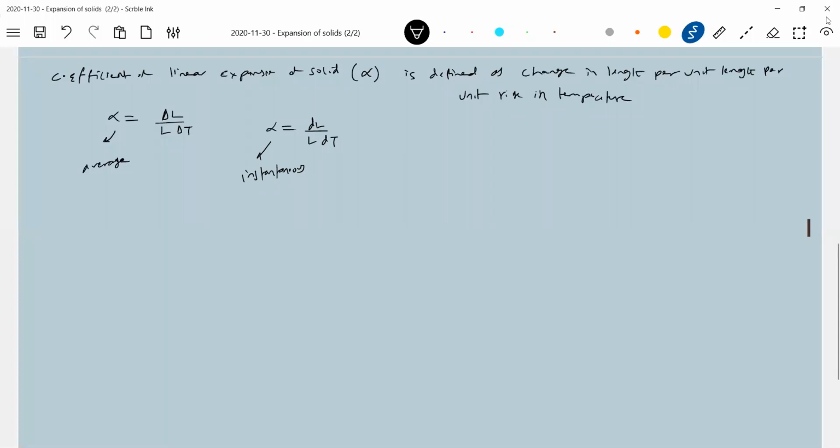For most of the metals, alpha in fact will vary with the temperature, but we assume it to be constant over a range of temperature. So all our numericals will be based on the first one, the average value, not the instantaneous. If alpha is variable, use this particular formula. If I say for a given object alpha is a constant, use the other formula.